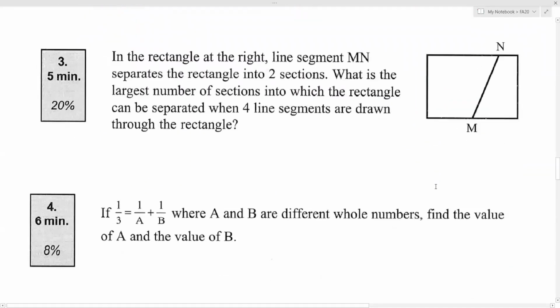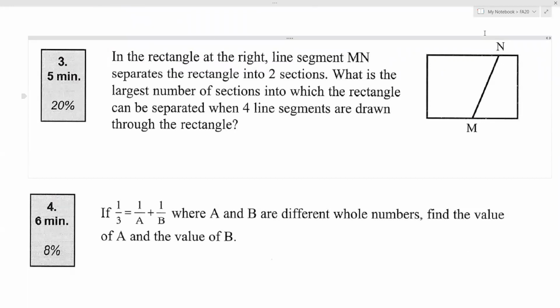Oh, this is a geometry problem. Anyone? We want to find how many segments. Largest number of segments.